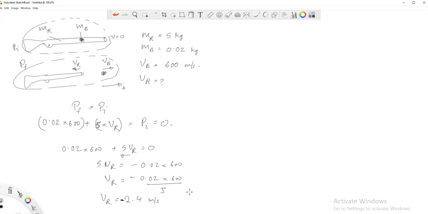To justify the answer, initially the system didn't have any momentum. So the final system, whatever momentums it has, they should cancel out each other. If one component is going in the x direction, the other component has to go in the negative x direction, vice versa. If there was no momentum in the beginning, there can't be any net momentum in the final system, so the participants should cancel out each other's momentums. So the rifle has to recoil backward.